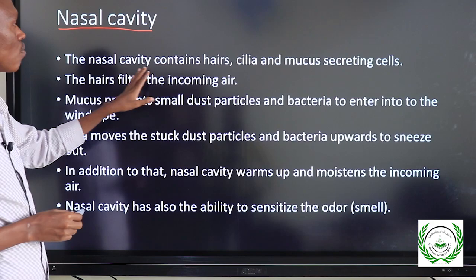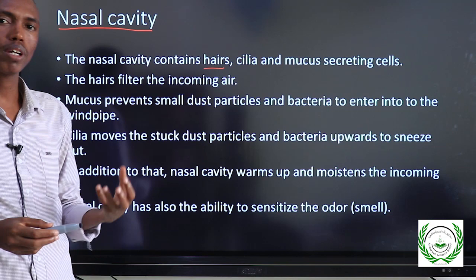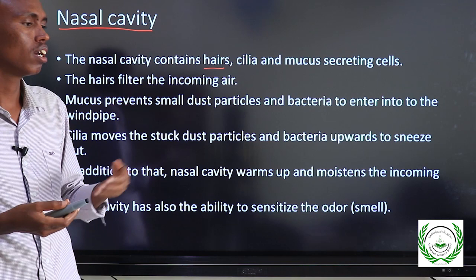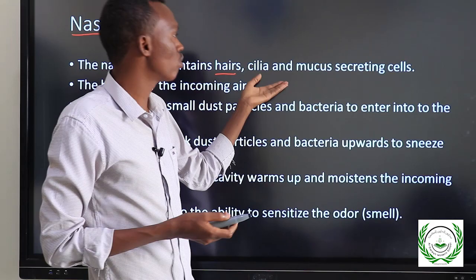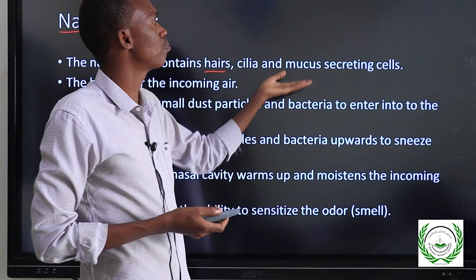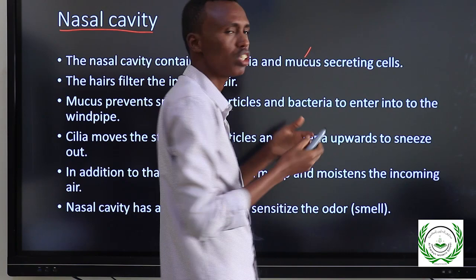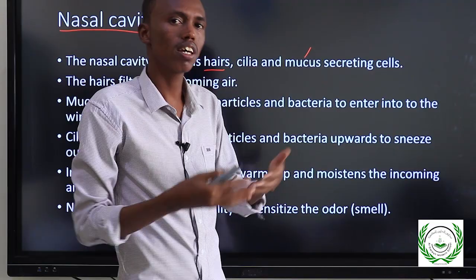So the nasal cavity contains hairs. So these hairs, they help our nasal cavity to prevent these particles from coming into the nasal cavity, then into the throat or into the trachea, and finally into the lungs. It contains cilia, okay, hair-like structure. Mucus secreting cells. So these cells, they will secrete mucus, a liquid substance, which is sticky. Okay. So this mucus prevents bacteria and other germs and other particles also from going into the trachea.